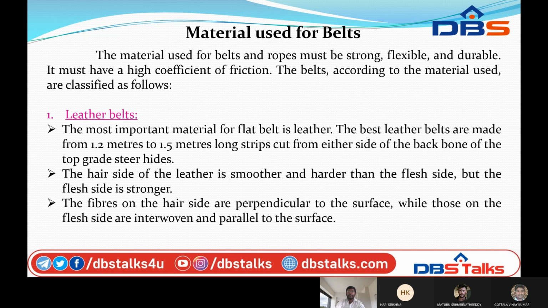The first is leather belts. The most important material of the flat belt is leather. The best leather belts are made from 1.2 meters to 1.5 meters long strips cut from either side of the backbone of the top grade steer hide.